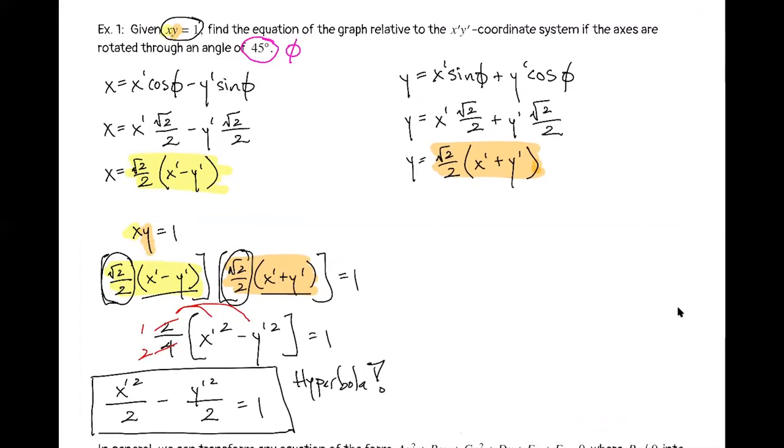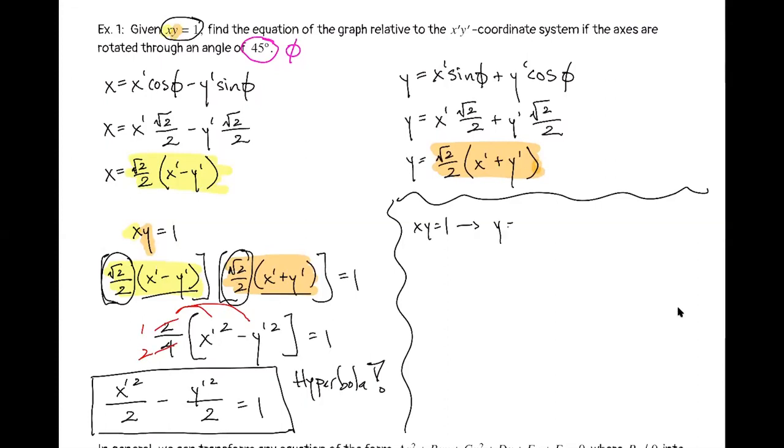So here's what we have. All right, let's do this graph of xy equals 1. So xy equals 1 is the same as y equals 1 over x, right? I divide that x over. You guys know what this graph looks like.